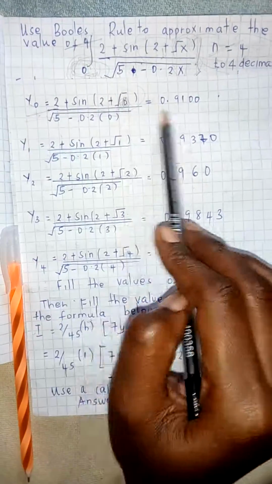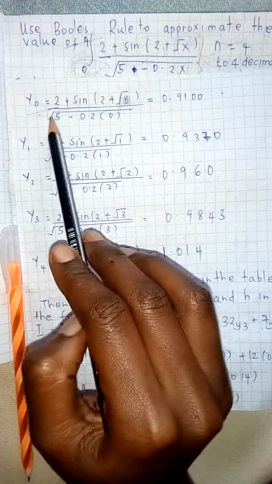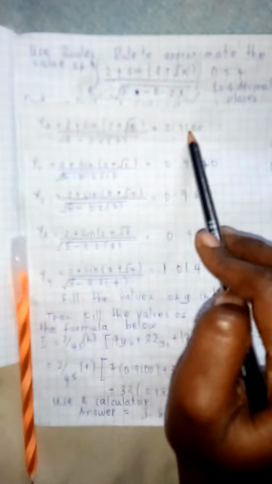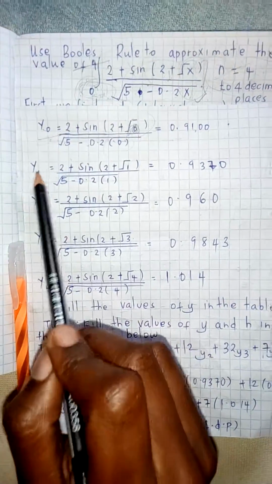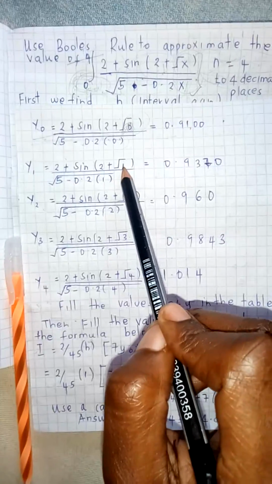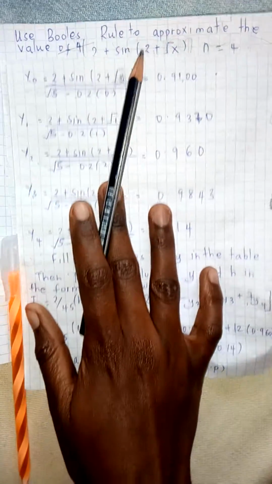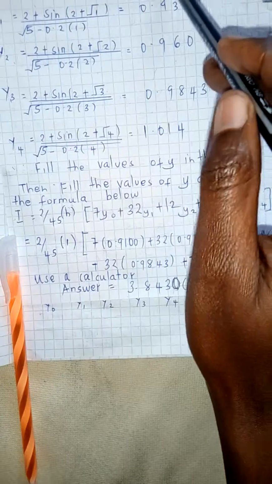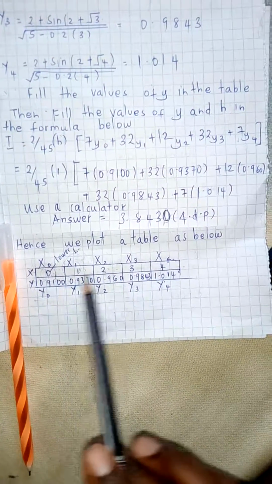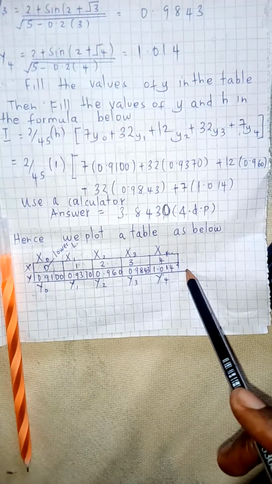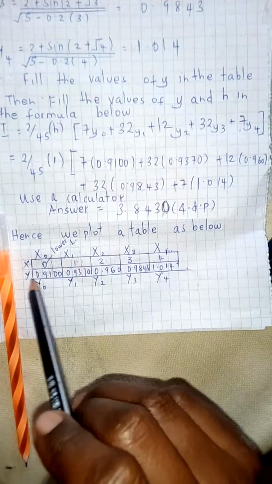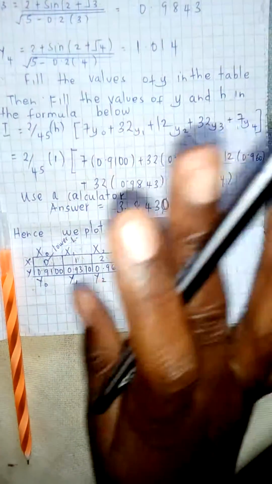You close the bracket, over the square root of 5 minus 0.2 times the value of x, which is 0. You will get the first y0. You will do that to get y1, y2, y3, y4 by putting the corresponding values of x in the appropriate positions. After you find the values of y from y0 to y4, you will fill them in our table below, since you cannot leave the table unfilled, to 4 decimal places as you were instructed from the beginning.